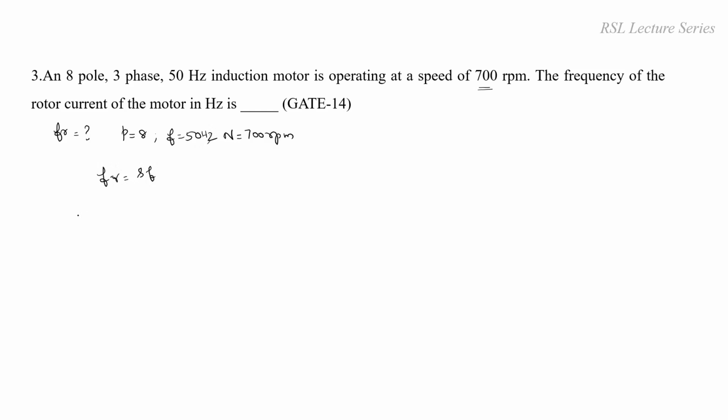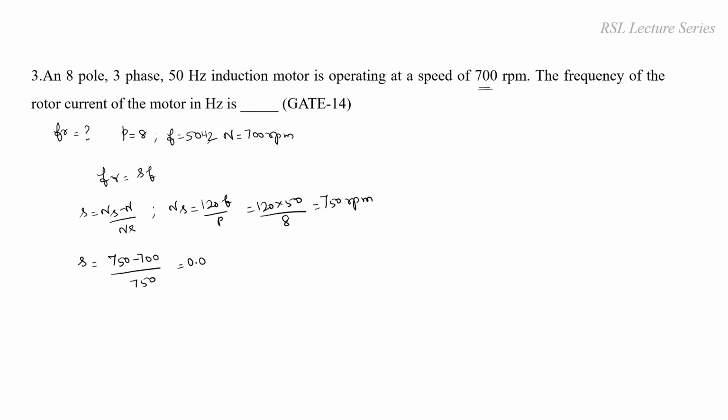Where S is the slip, given by Ns minus N divided by Ns, where Ns is the synchronous speed. So Ns is equal to 120 F by P, so 120 into 50 divided by 8. This will be equal to 750 RPM. Now substituting in the S formula, we get S is equal to 750 minus 700 divided by 750.